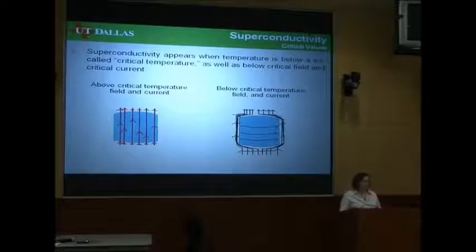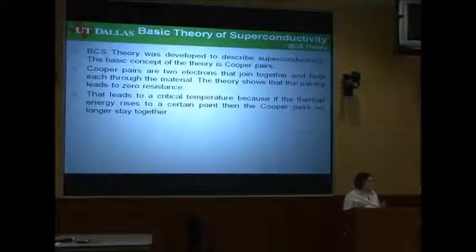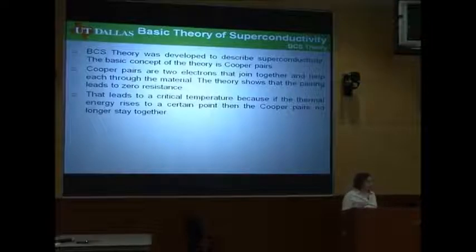Superconductivity occurs when the temperature is below a so-called critical temperature, or TC, as well as below the critical field and the critical current. The BCS theory was developed to describe superconductivity. The basic concept of the theory is Cooper pairs. Cooper pairs are two electrons that join together and help each other through the material. So if one runs into the material, the other one helps pull it through. That pairing leads to zero resistance.